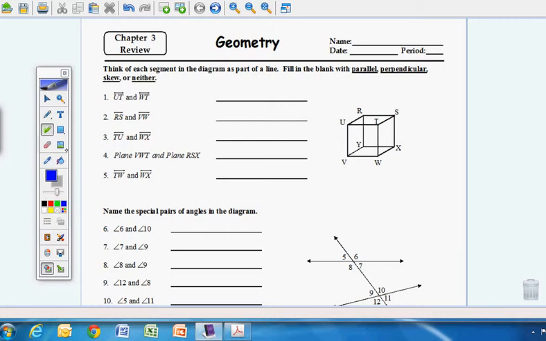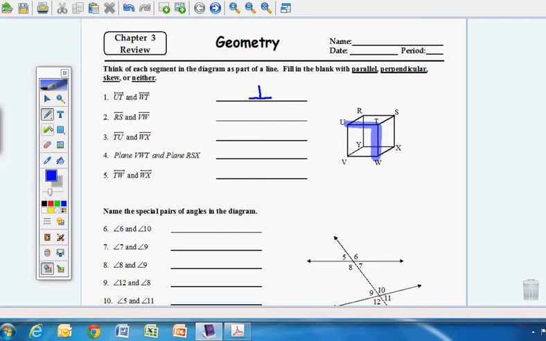First, we want to take a look at this box over to the right, and we want to figure out if these line segments create perpendicular, parallel, skew lines, or nothing. All right, so first we want to look at UT and WT. If we take a look at what these lines create, they create perpendicular lines.